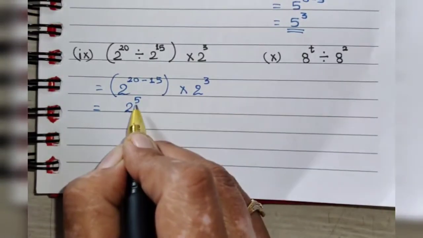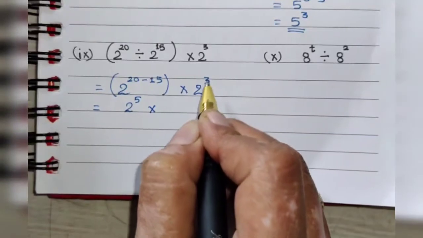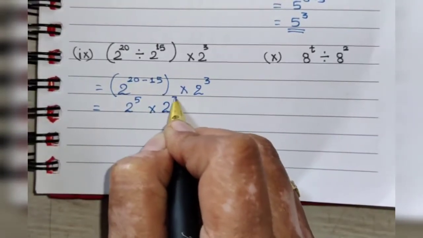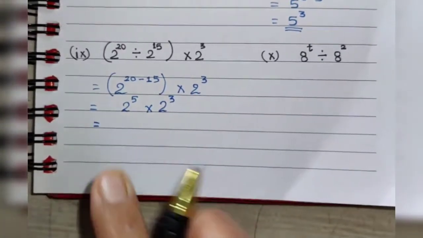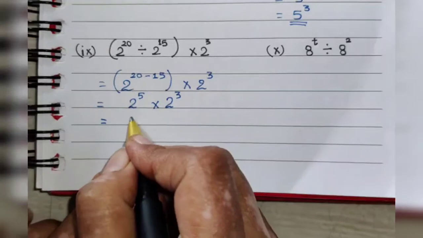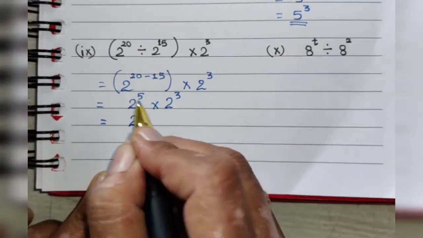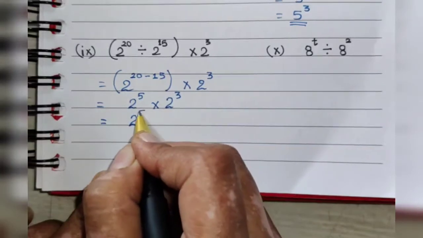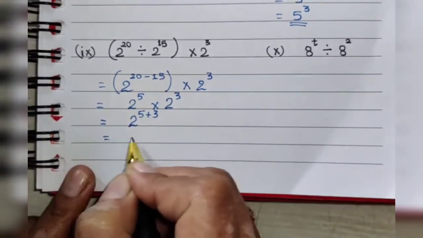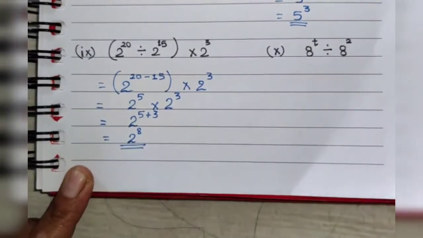After solving you get 5. Then I am writing this multiplied by 2 to the power 3 here. Now you could see here the bases are again the same, so we are going to take it one time commonly, and as the multiplication sign is there, the powers will get added, that is 5 plus 3. So your answer is 2 to the power 8 and this is your final answer.